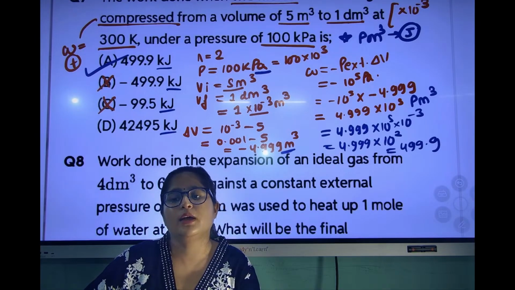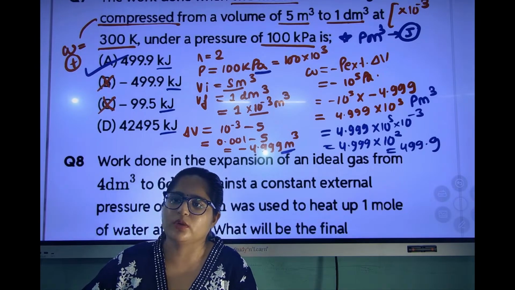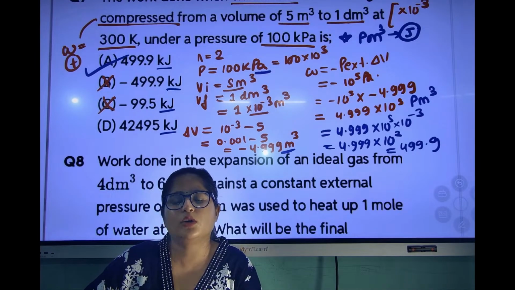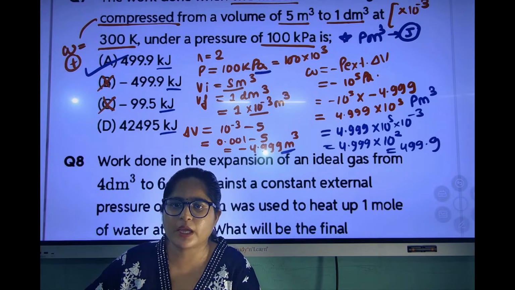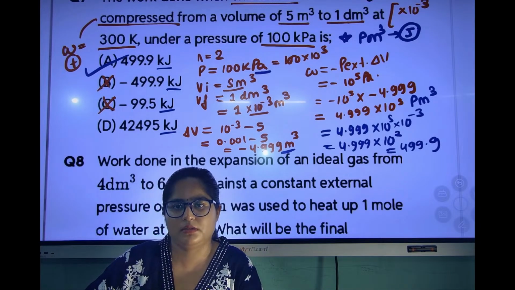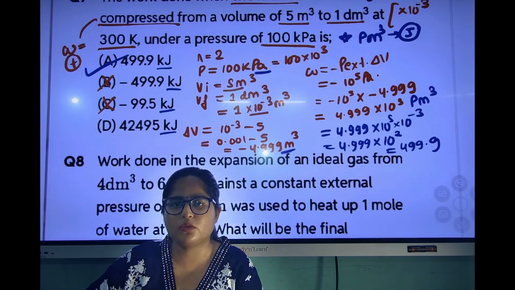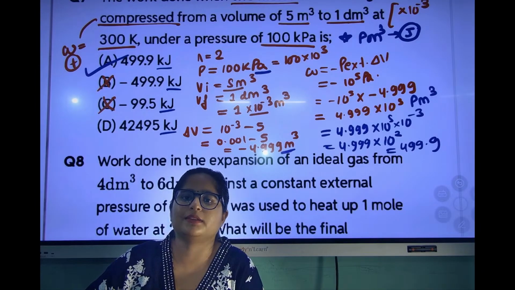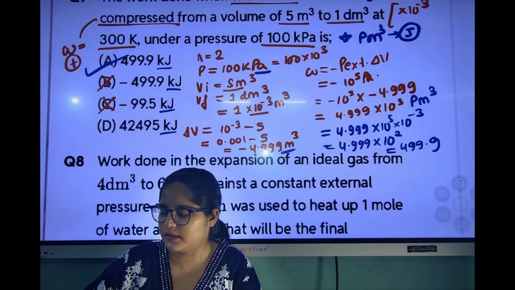So star point: Pascal meter cube is joule. Now, how to convert liter to liter ATM? Multiply by 101.3. And how to convert Pascal meter cube? Pascal meter cube is equal to 1 joule. So thermodynamics questions will be like this only. Now the calculation will be a little lengthy.